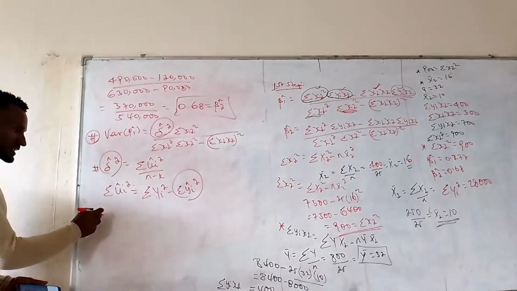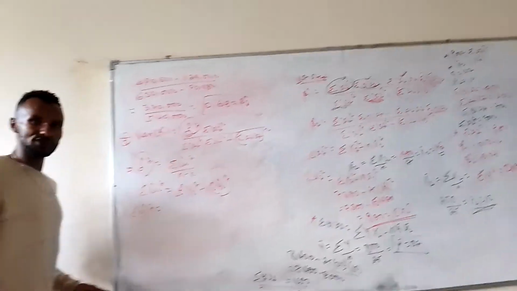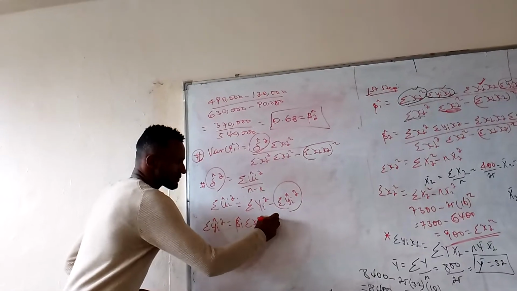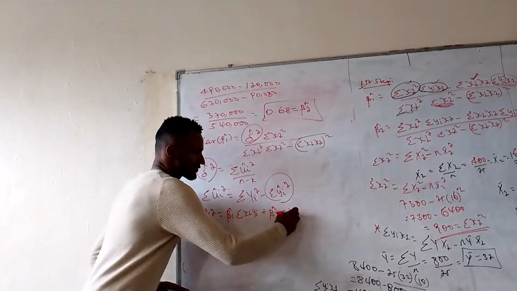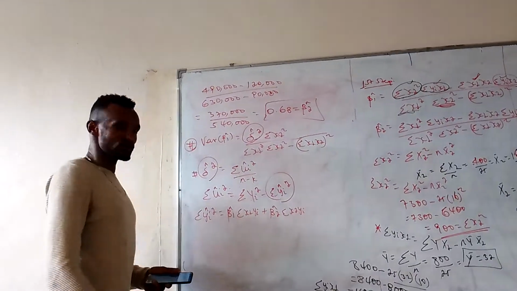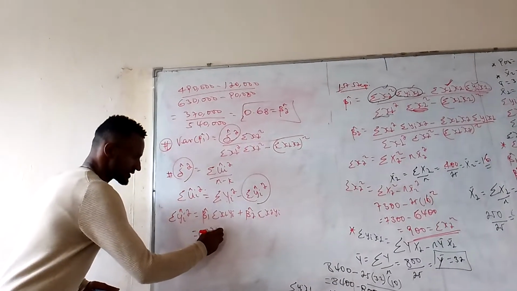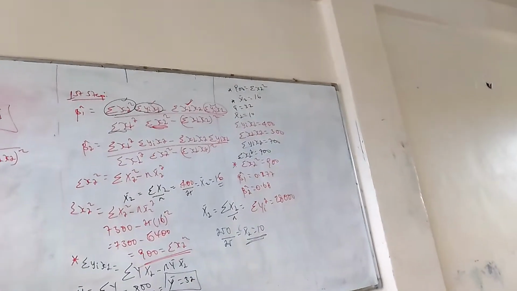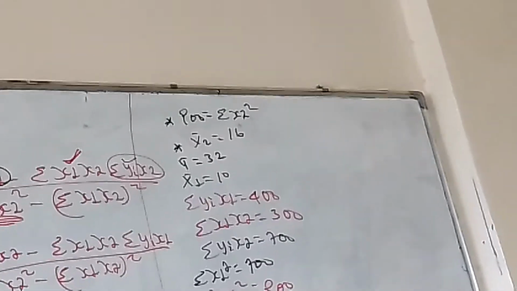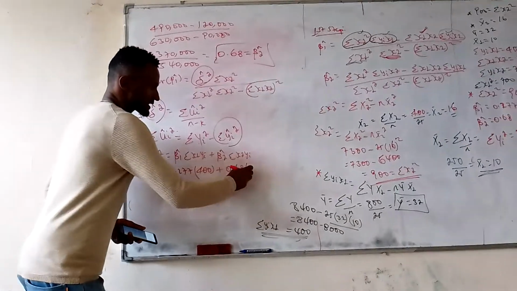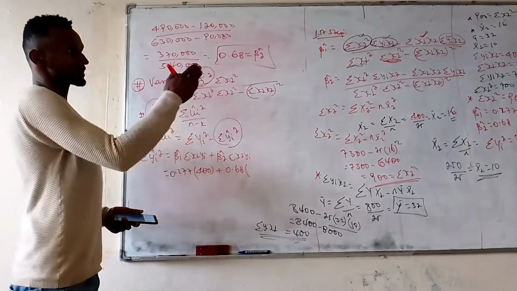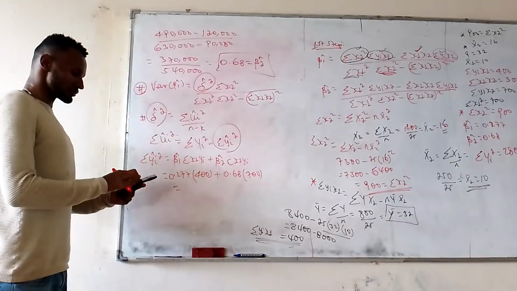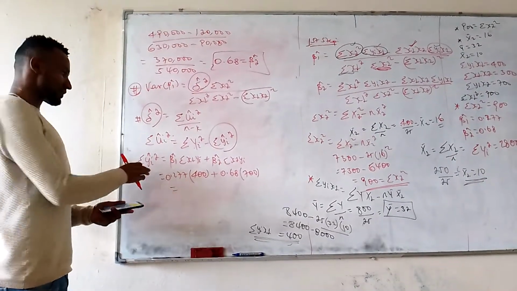For that, we compute the summation of yi hat square by using the general formula: beta 1 hat times the summation of x1 yi, plus beta 2 hat times the summation of x2 yi. Our beta 1 is 0.277, and the summation of x1 yi from the computed values is 400, plus beta 2, which is 0.68, times the summation of x2 yi, which is 700 from the computed values. So we take the product of these terms.